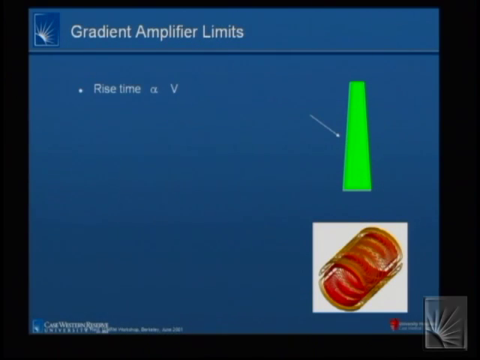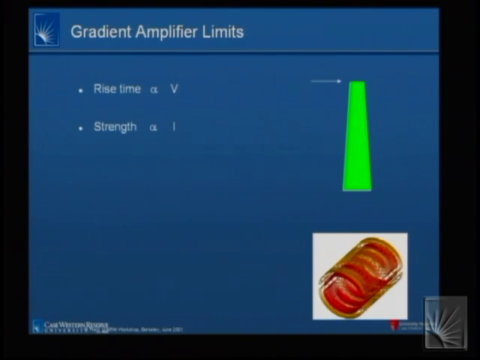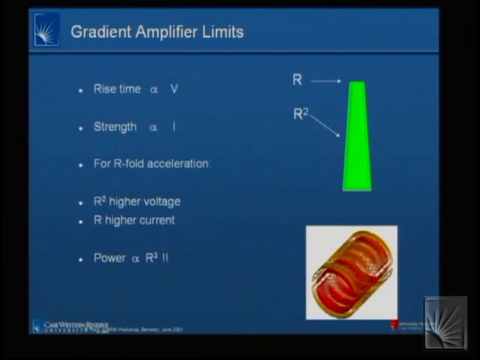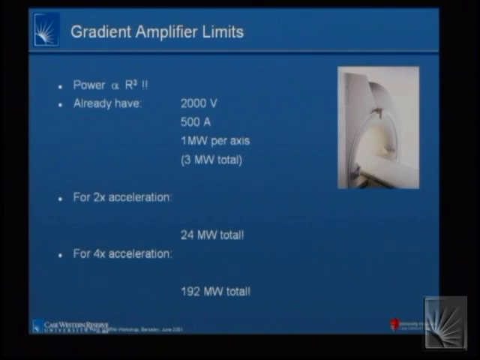So our rise time, I mean, after all, these are just coils. Our rise time from our amplifiers is proportional to voltage, L di/dt. The strength that I can achieve is proportional to the current that my amplifier can provide. And therefore, for an R-fold level of acceleration, I need R squared times higher voltage and R times higher current. And therefore, my power to go faster by a factor of R actually goes up by R to the 3rd power. So there are some practical implications of this.